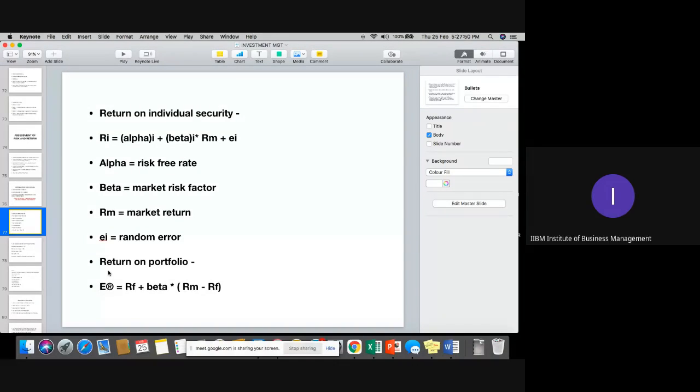And second formula is return on portfolio. That is risk-free return plus beta into RM minus RF. What is RF? Risk-free return. RF is risk-free return.